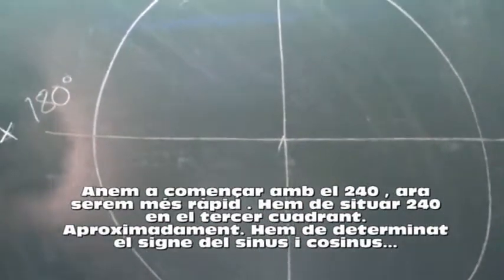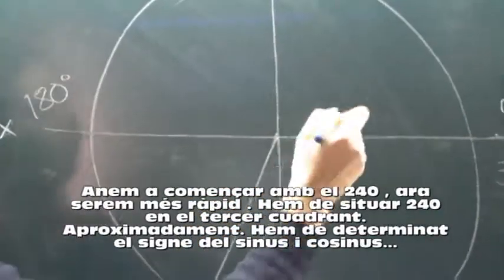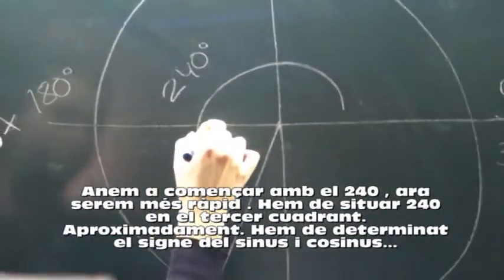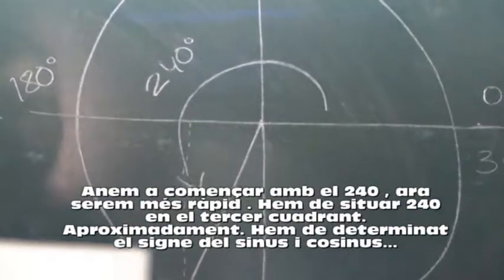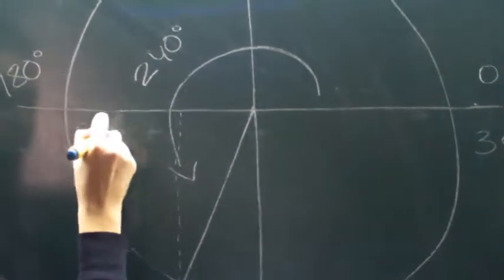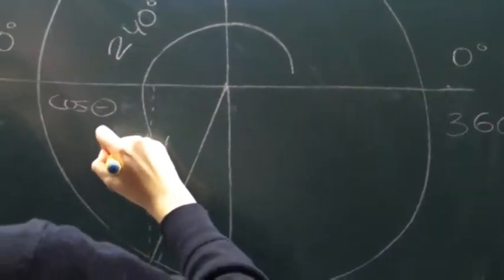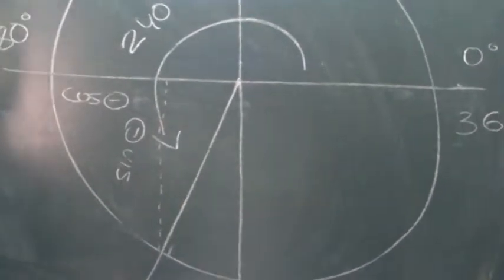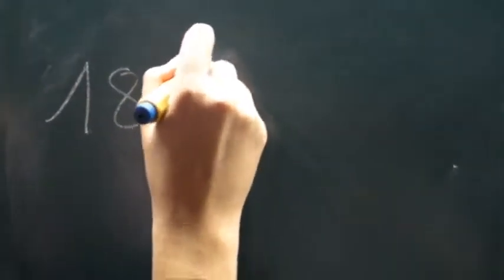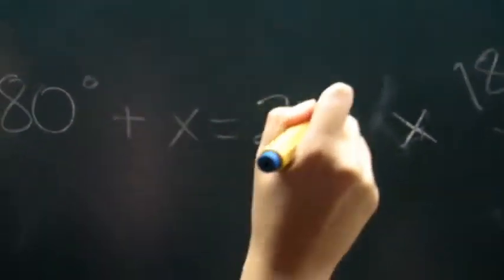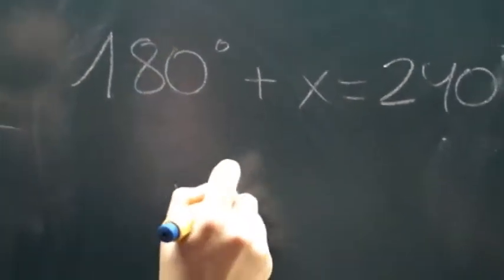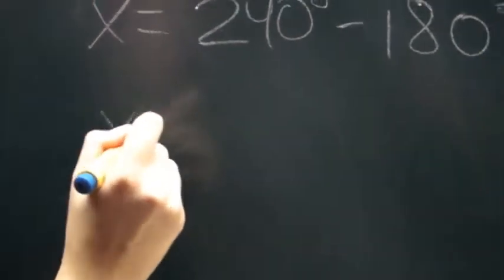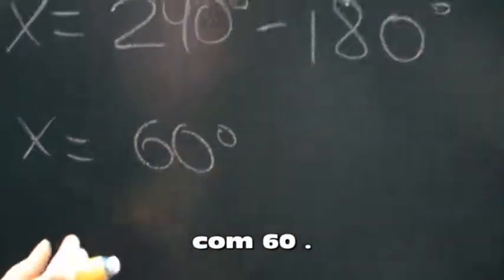Let's begin with the 240. Now we will be faster. We have to situate 240 in the third quadrant approximately. We determine the sign of sine and cosine, and we relate it with some angle from the first quadrant. Like 60.